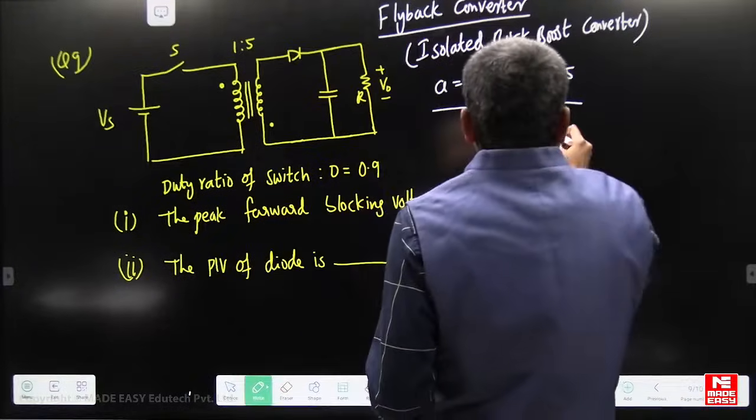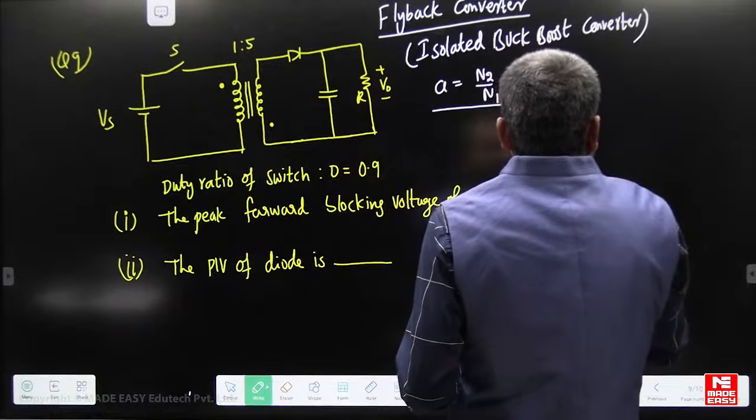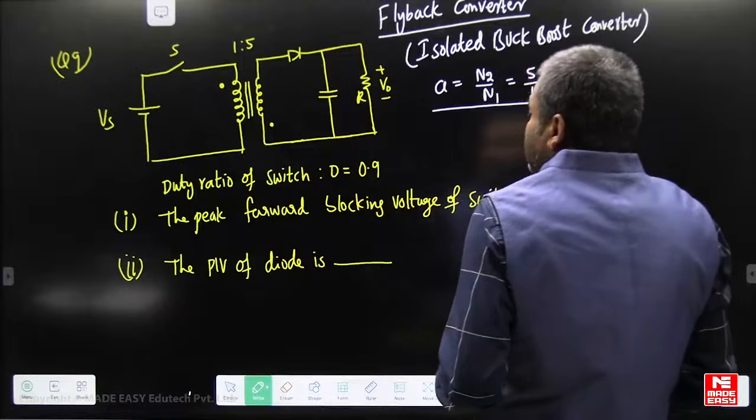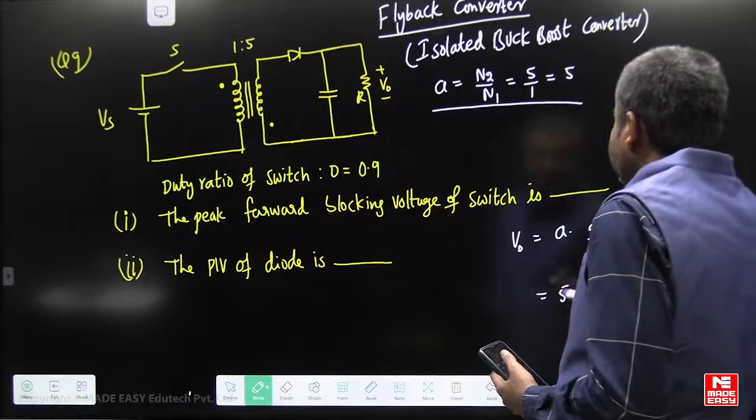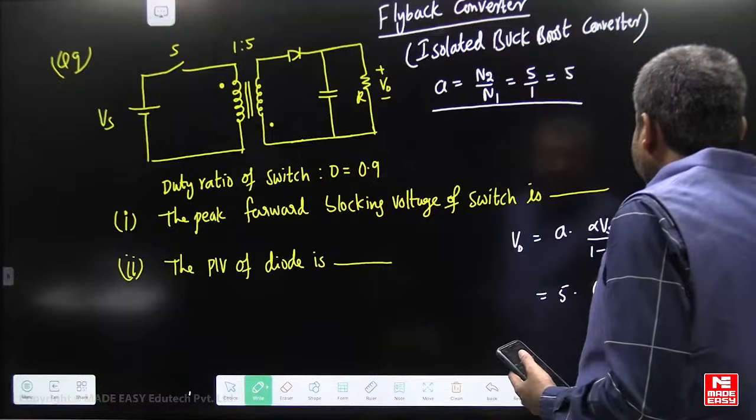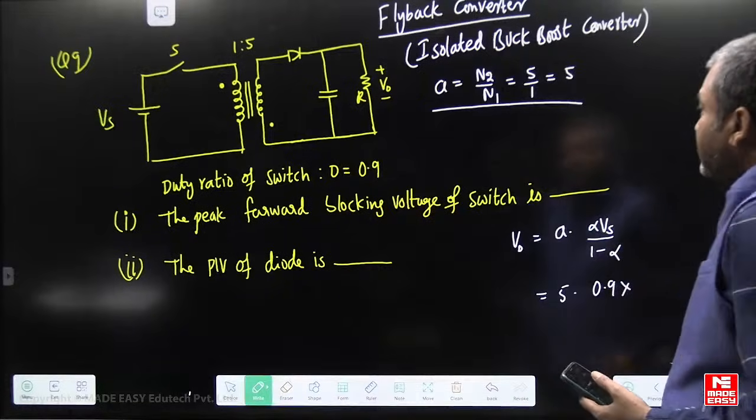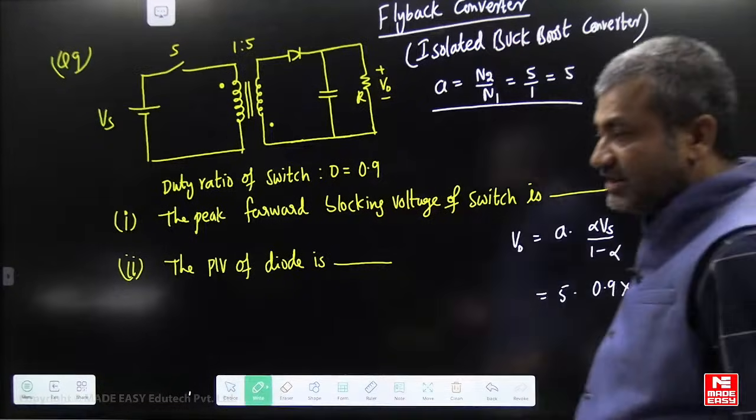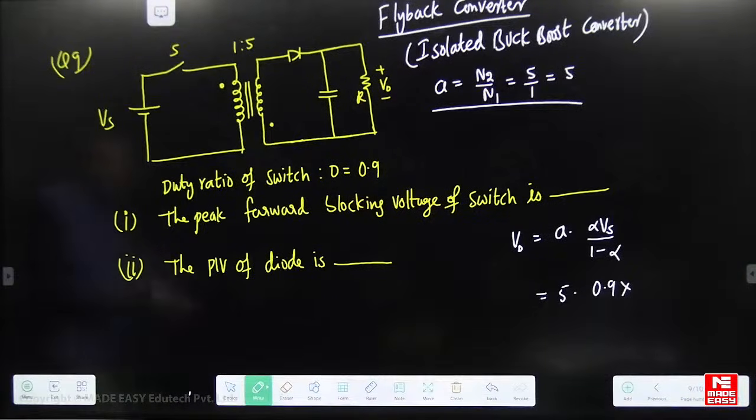How do you find output voltage here? V0 is equal to a times alpha Vs by 1 minus alpha. Okay, we have to calculate V0 here. a value is 5, so 5 times alpha is 0.9, into supply voltage. What is the given supply voltage here? Supply voltage is not given. Let it be 100 volts here. Okay.